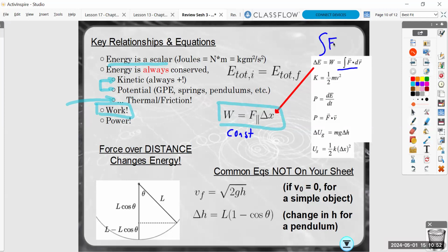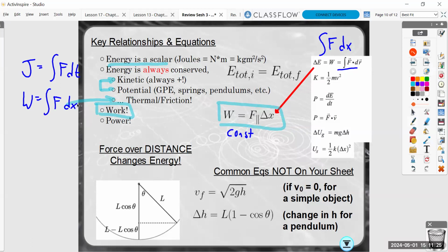But for the most part, we can get away with thinking about it as, if your force is not constant, just integrating the force dx, or with respect to whatever variable. Force changes energy over distance. This is sort of a mirror to impulse, right? Impulse is the integral of force with respect to time. Work is the integral of force with respect to distance. So keeping those separate is always good.